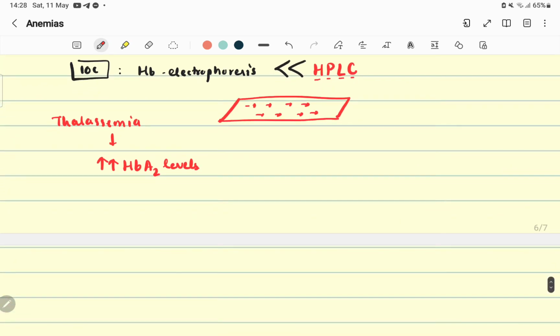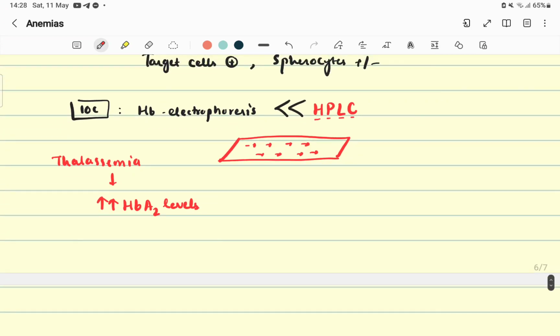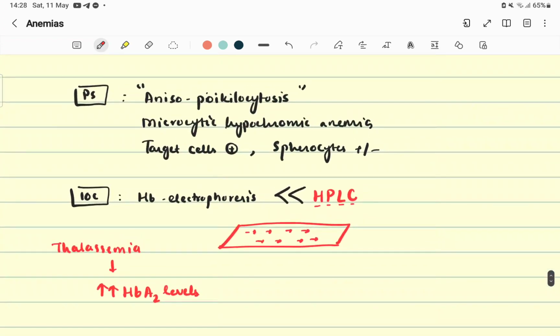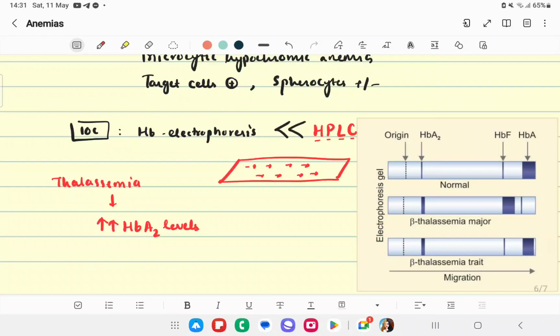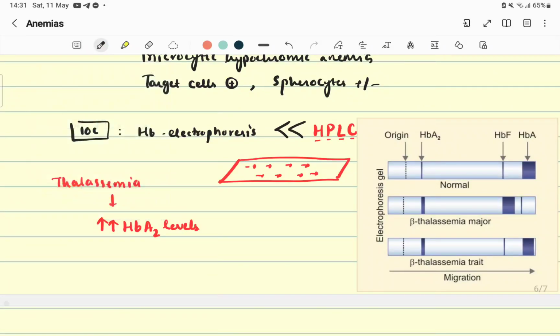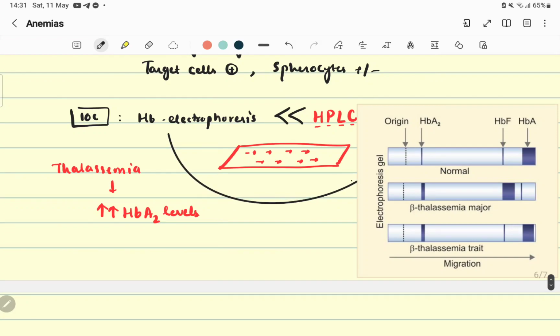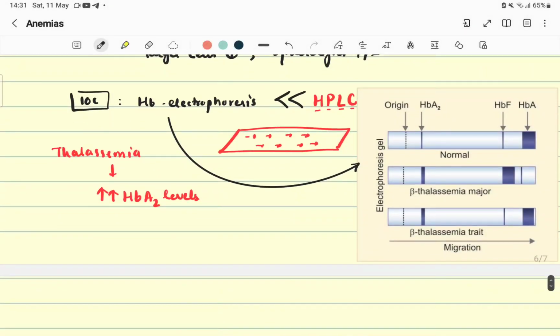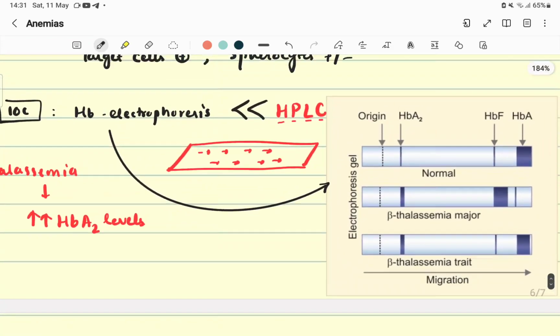So these are the things. If I show you some of the HPLC findings, you might require that. I am just finding if I have a picture, or else we can do HPLC and its findings in another short video. HPLC will take time as it has very many graphs. First, you can see the hemoglobin electrophoretic findings.